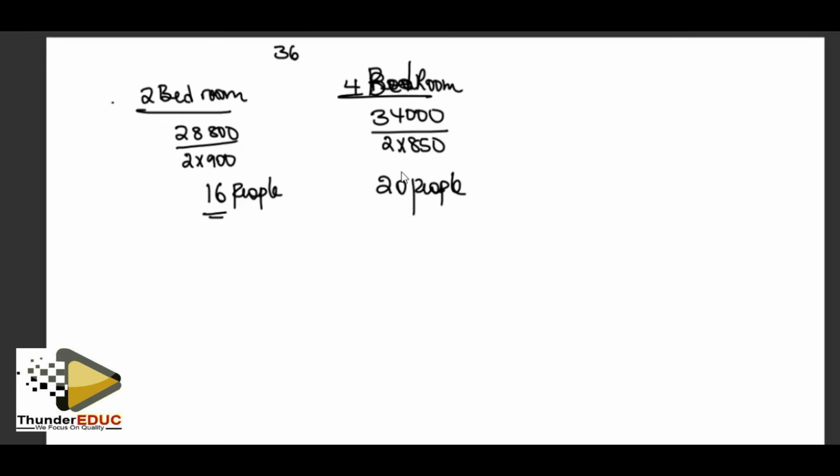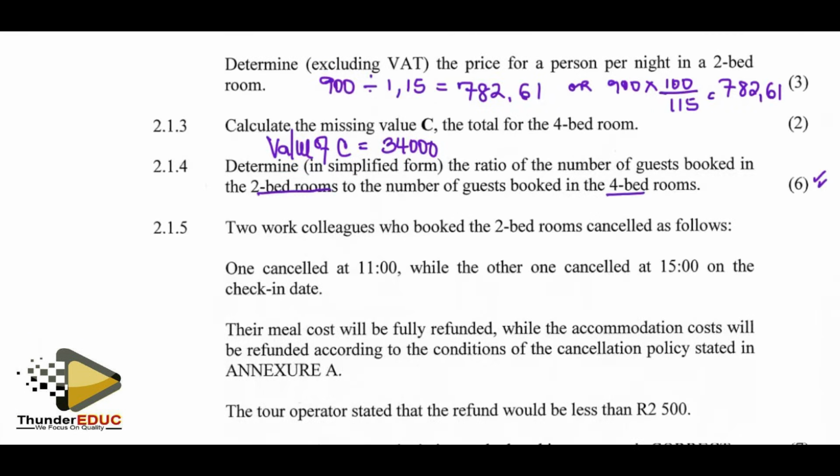So what is the ratio? So here, what's the number that can reduce this by 4? By 4, you remain with 4. By 4, you remain with 5. That's how we do it. So the ratio there was supposed to be 4 is to 5.